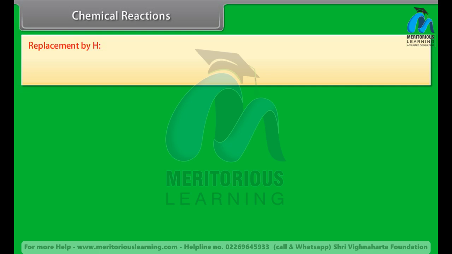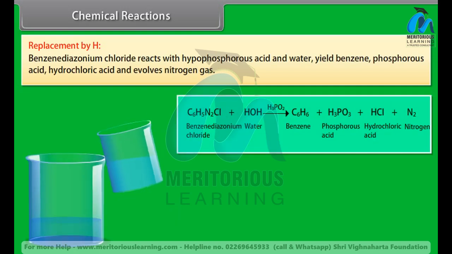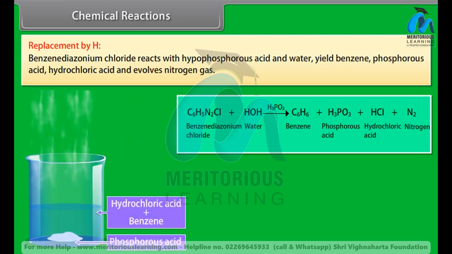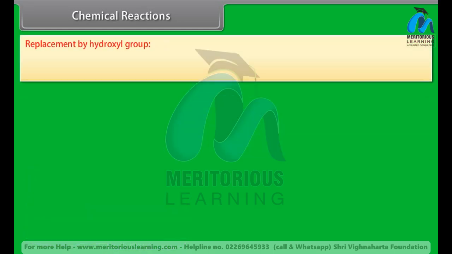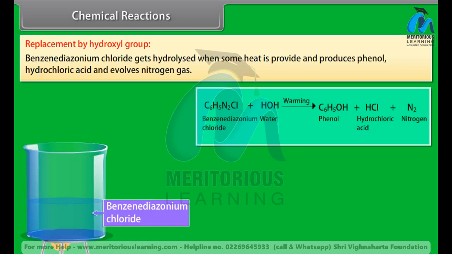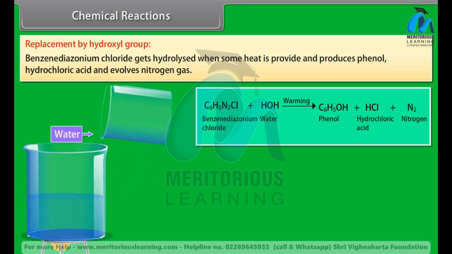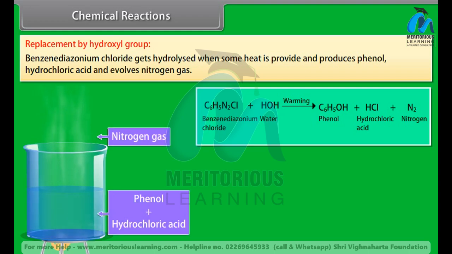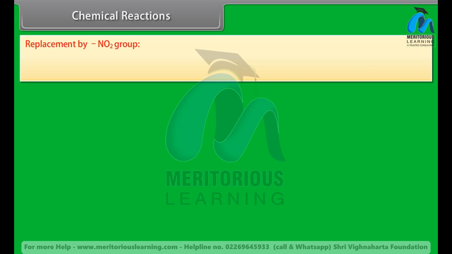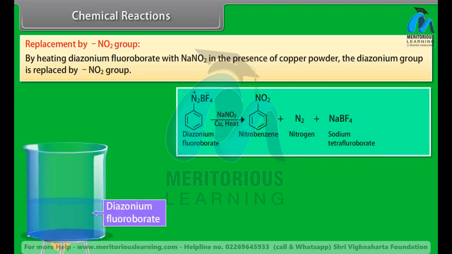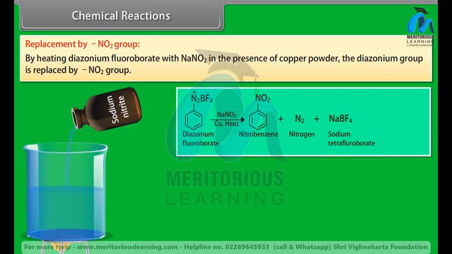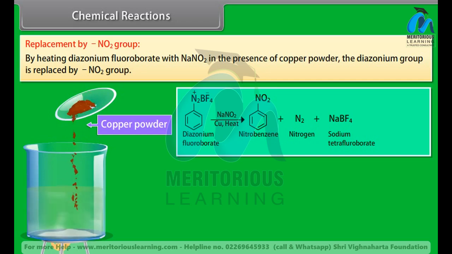Replacement by H. Benzene diazonium chloride reacts with hypophosphorous acid and water, yielding benzene, phosphorous acid, hydrochloric acid, and evolves nitrogen gas. Replacement by hydroxyl group. Benzene diazonium chloride gets hydrolyzed when some heat is provided and produces phenol, hydrochloric acid, and evolves nitrogen gas. Replacement by nitro group. By heating diazonium fluoroborate with sodium nitrite in the presence of copper powder, the diazonium group is replaced by nitro group.